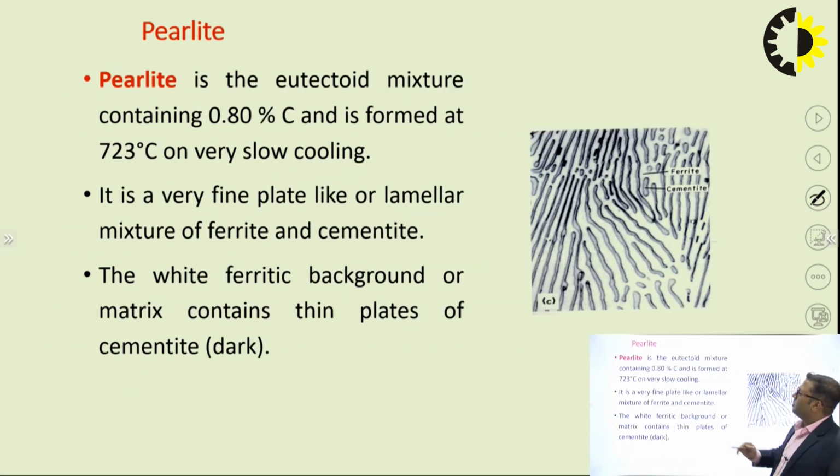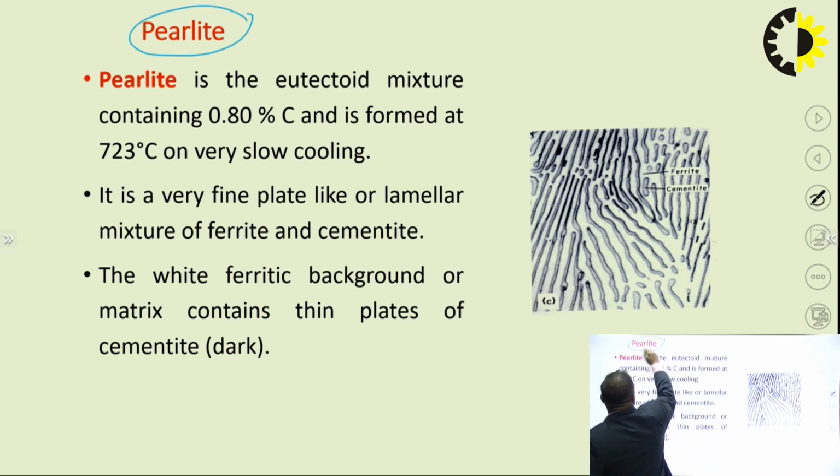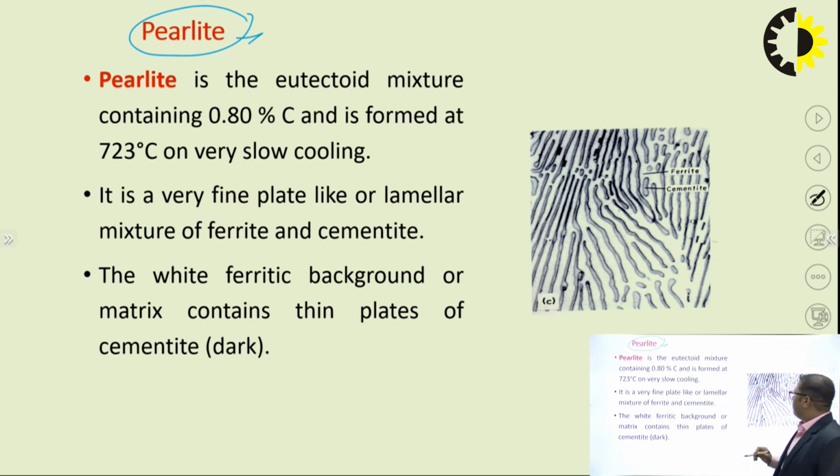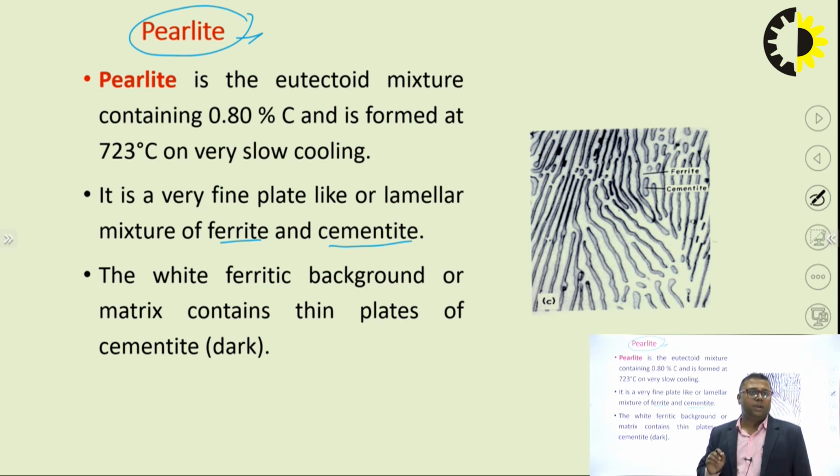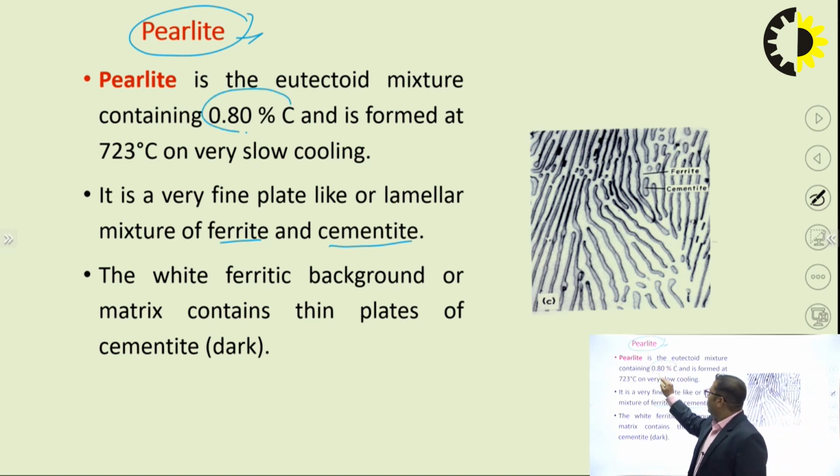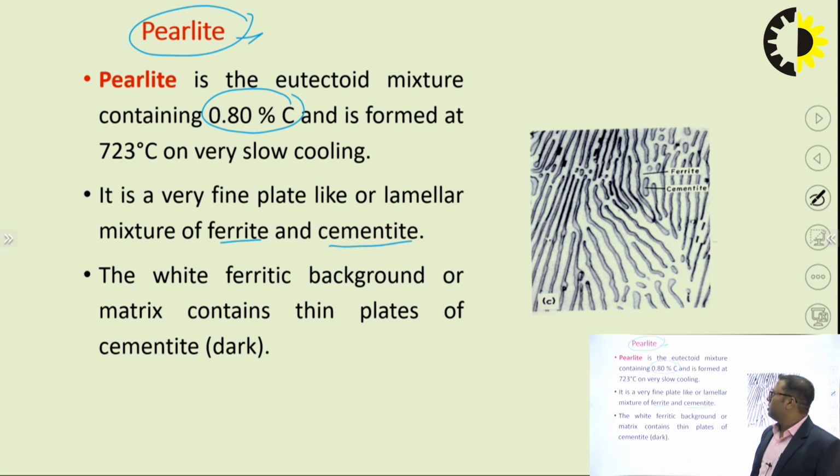Pearlite is actually a phase mixture. It is not a phase, it is a mixture of two phases. First phase is ferrite and second phase is cementite. It is a very fine plate-like or laminar mixture of ferrite and cementite. Pearlite is the eutectoid mixture containing 0.80% carbon and is formed at 723 degrees centigrade on very slow cooling. So pearlite is formed when 0.80% carbon is dissolved in iron.